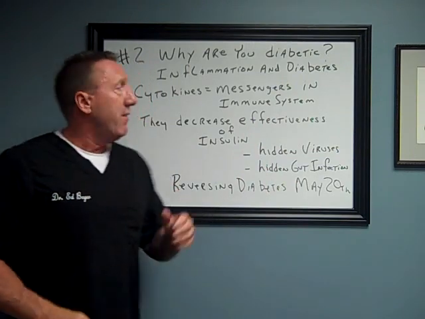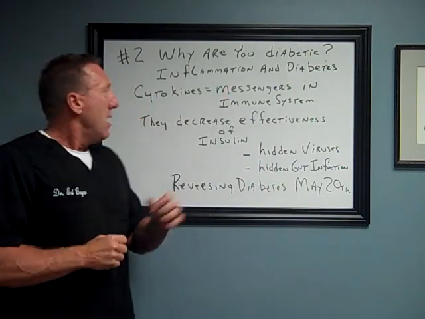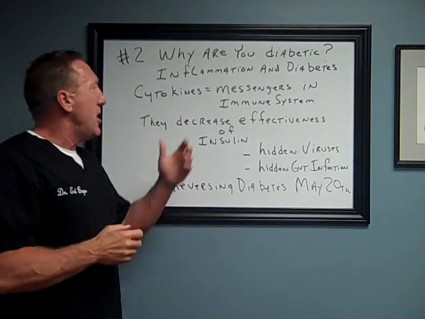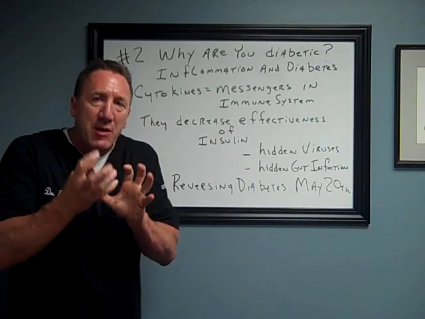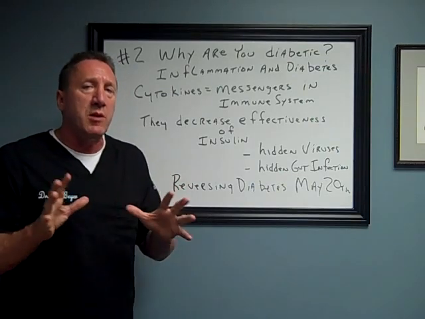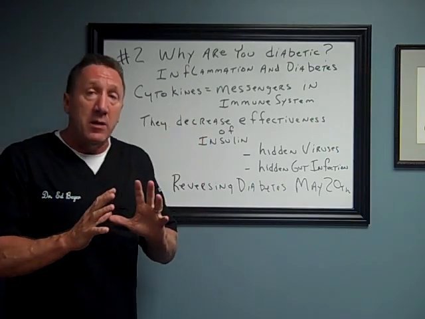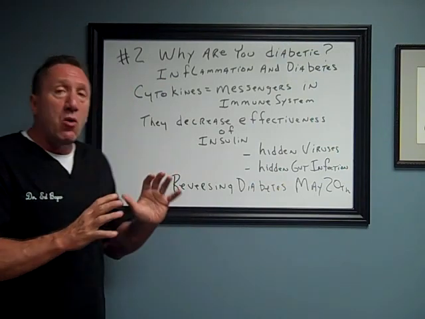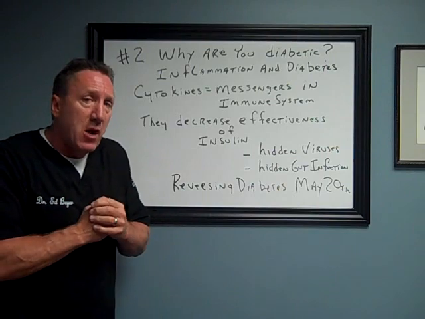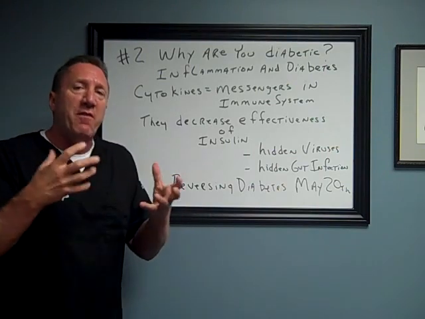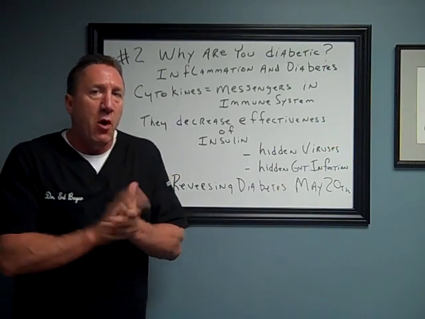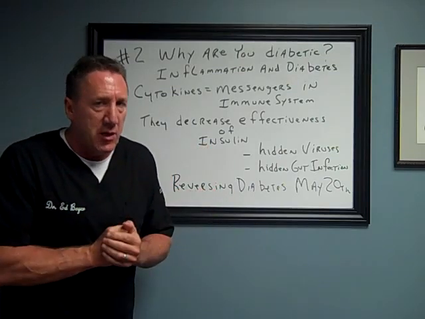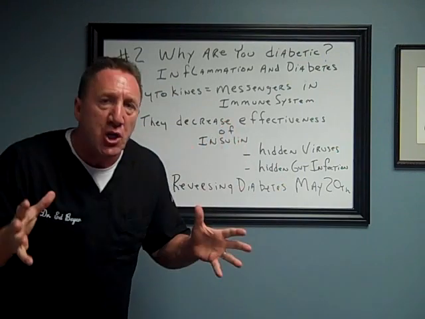Today we're going to talk about one of them, and that's inflammation. Inflammation means an immune activation. When you have an immune activation, what's going to happen is the messengers, the protein messengers in your immune system, these are called cytokines, are going to be elevated, okay? And what cytokines do, when they're elevated due to an immune activation, they are going to decrease the effectiveness of insulin. Folks, when you have type 2 diabetes, you do not have too little insulin, you have too much insulin.